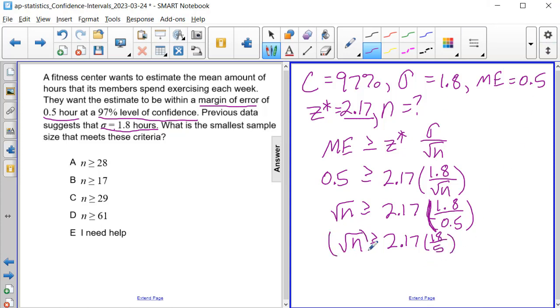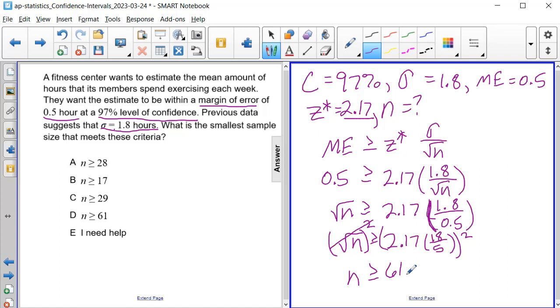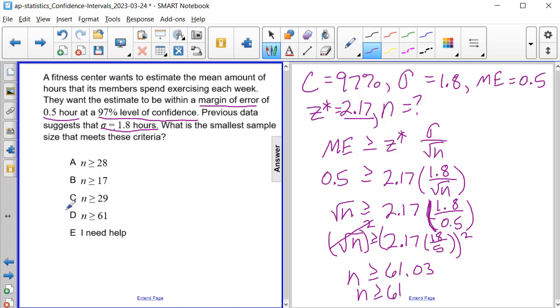And then if we square both sides, we will end up getting rid of the square root. And then if we evaluate this in a calculator, we would get 61 and about 3/100. And since 61.03 is very close to 61, we can round down to 61 as our minimum sample, or answer choice D.